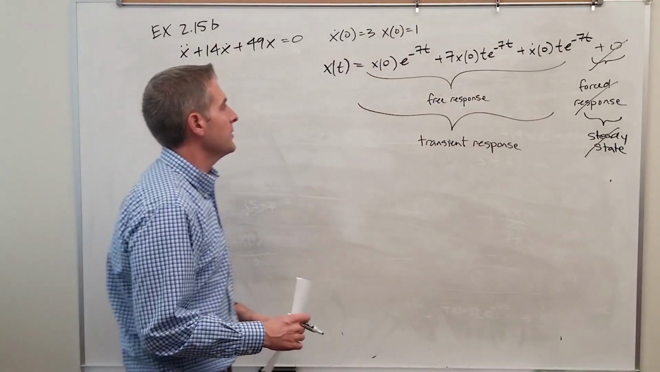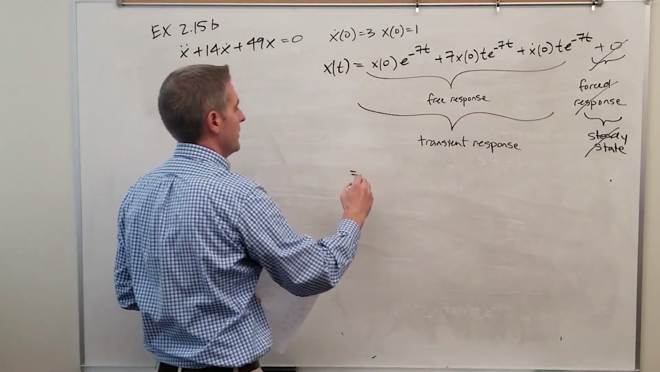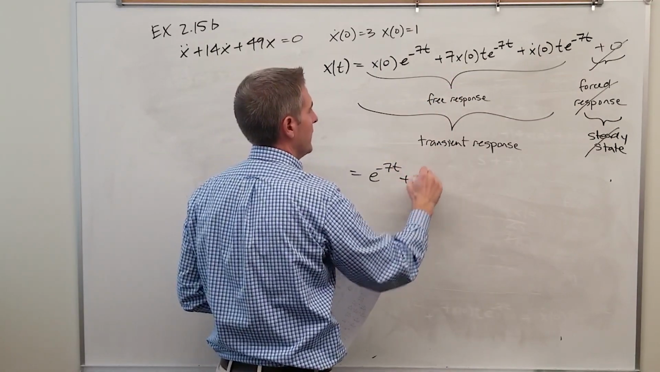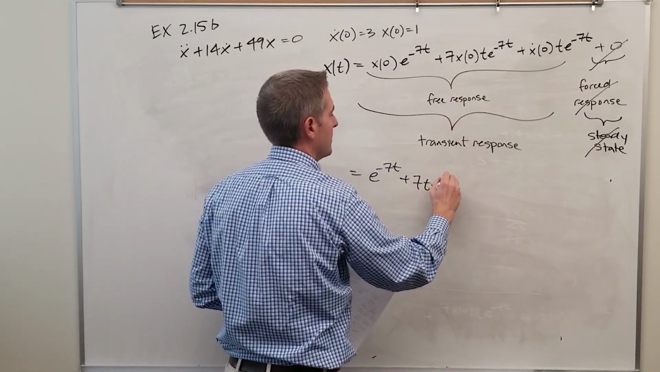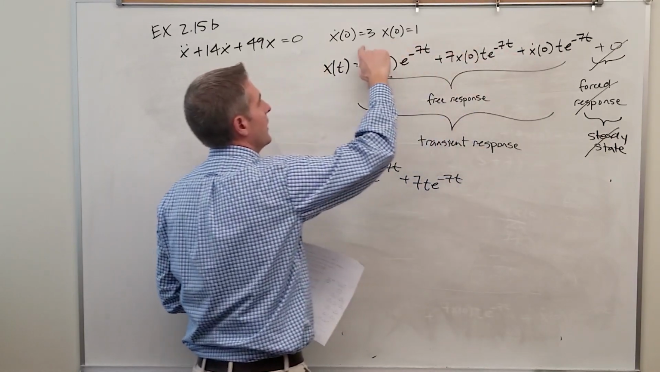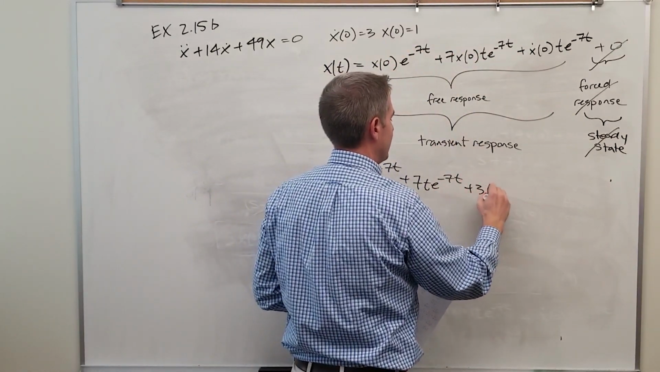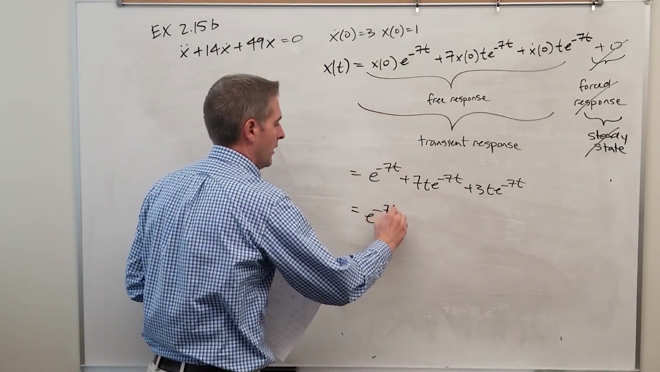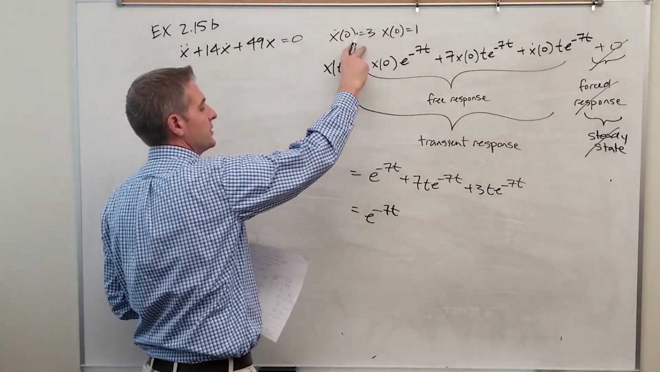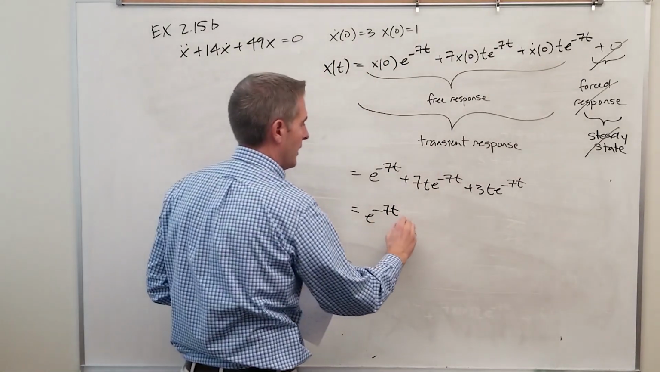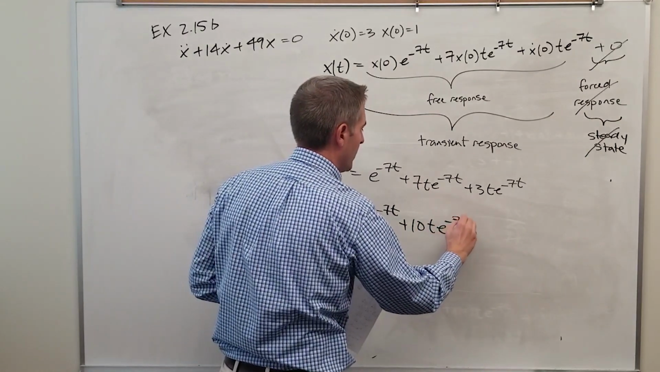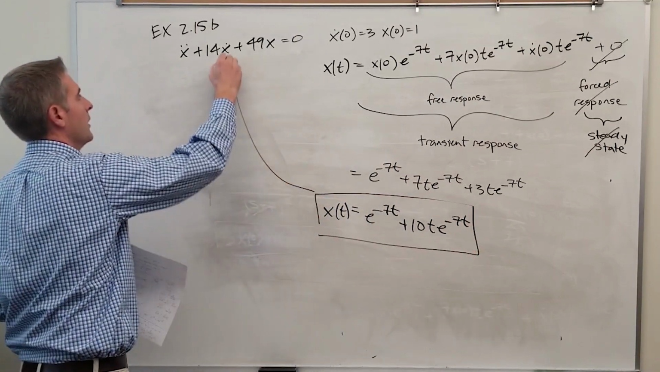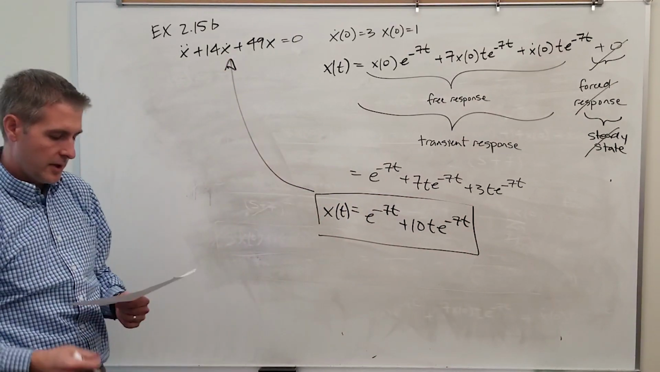I can replace all these values. x0 becomes 1, plus 7 times 1 times t e to the minus 7t, and then x dot 0 is 3 times t e to the minus 7t. And finally, a solution for this particular set of initial conditions will be e to the minus 7t plus 10t e to the minus 7t, and that is the solution for this second order ordinary differential equation.